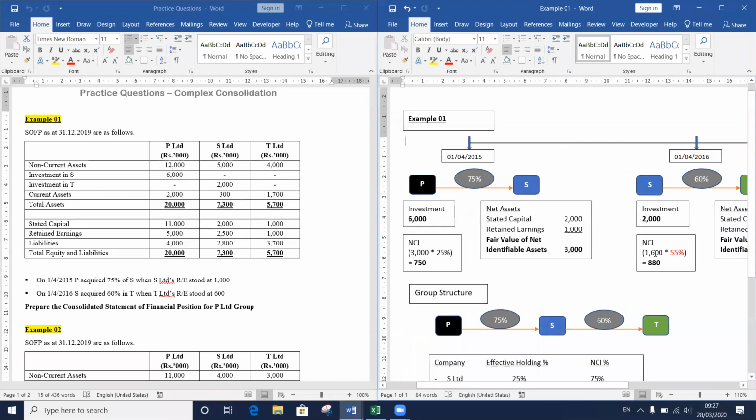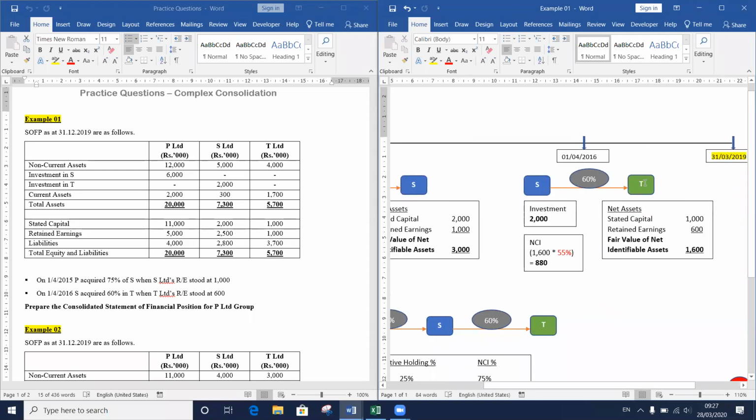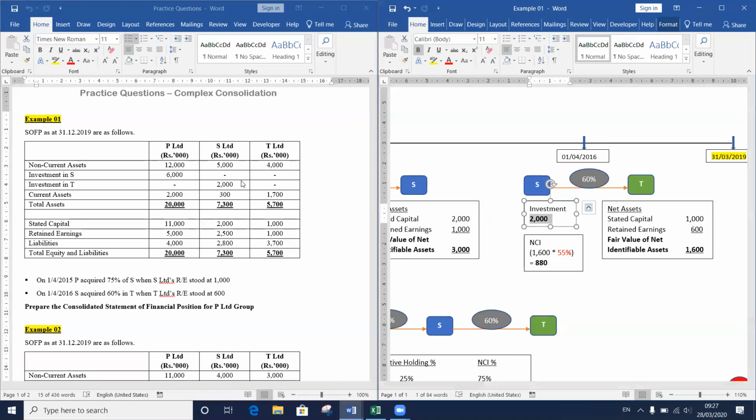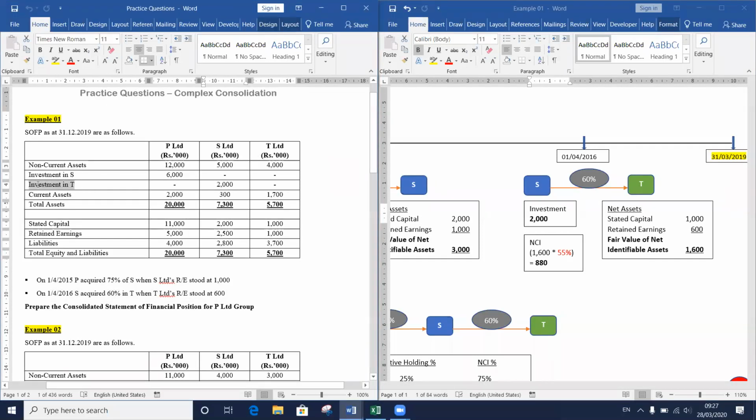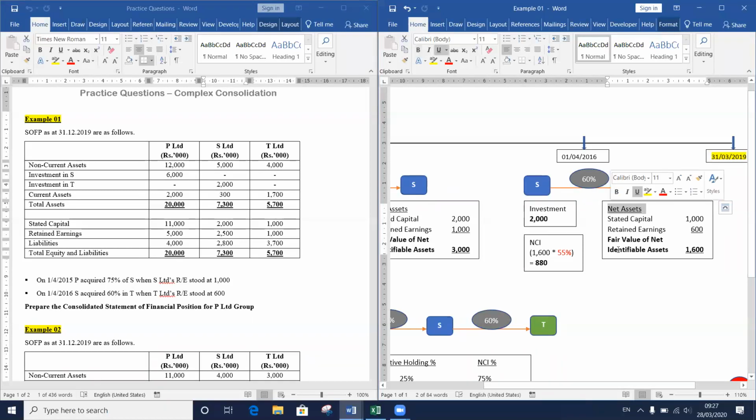The amount S pays to acquire 60% of T can be taken from our financial statement. Investment in T: S Limited has invested 2000 rupees. That 2000 is what I have taken here. Right? And also in whatever the acquisition, we should know the net assets amount as well.